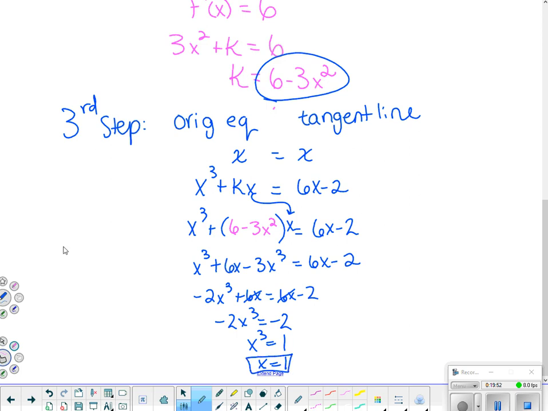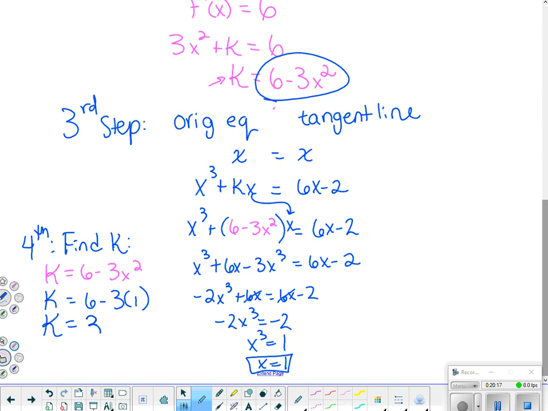But that's not what they ask us for. They ask us to find the k value. So my fourth step is finding k, and I have an equation that talks about k. k equals 6 minus 3x squared. Substituting the known value of 1 for x, we get k equals 3. That is a very involved problem, but doable. It just takes a little bit of thinking.